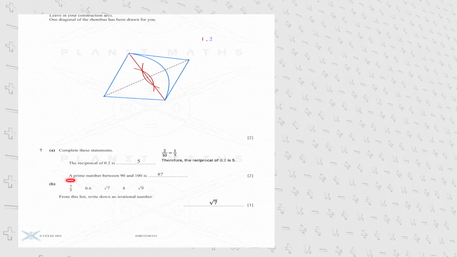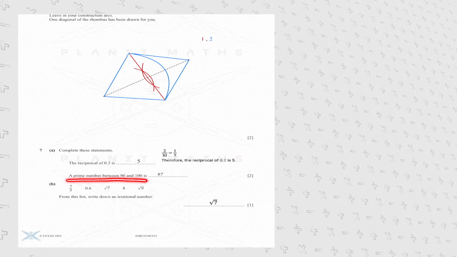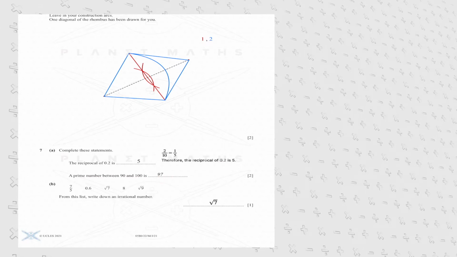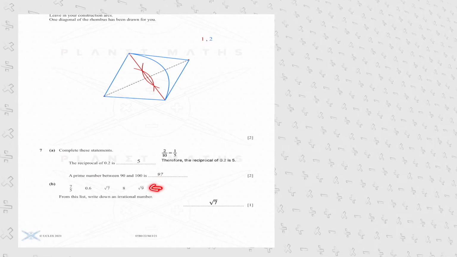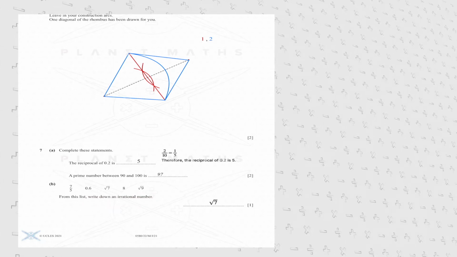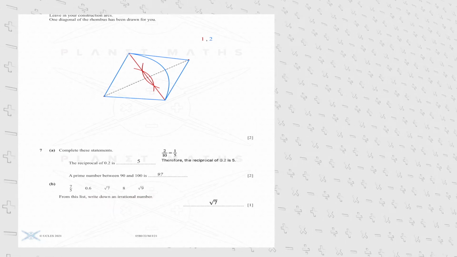As for the next statement, we are supposed to find a prime number between 90 and 100, and the only option for that is 97. In part B of this exercise, from this list, we are supposed to write down an irrational number. An irrational number is a number that cannot be expressed in the form of a fraction.